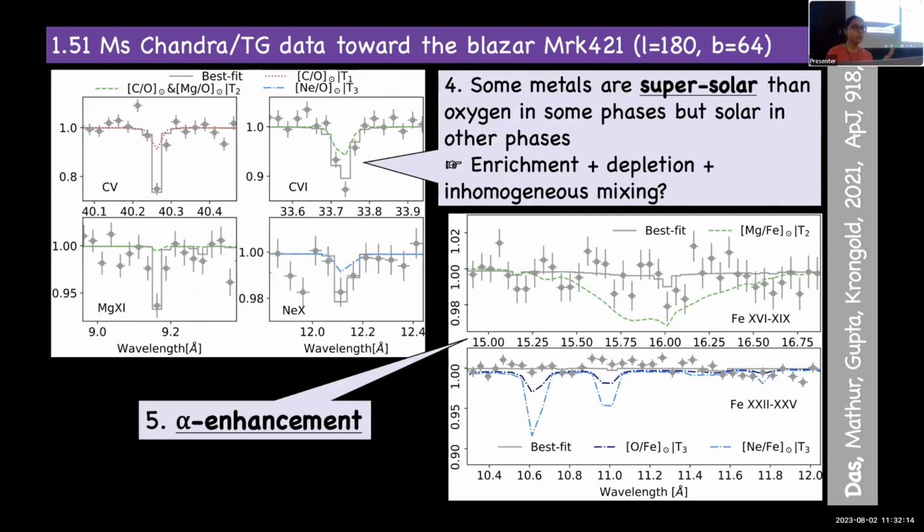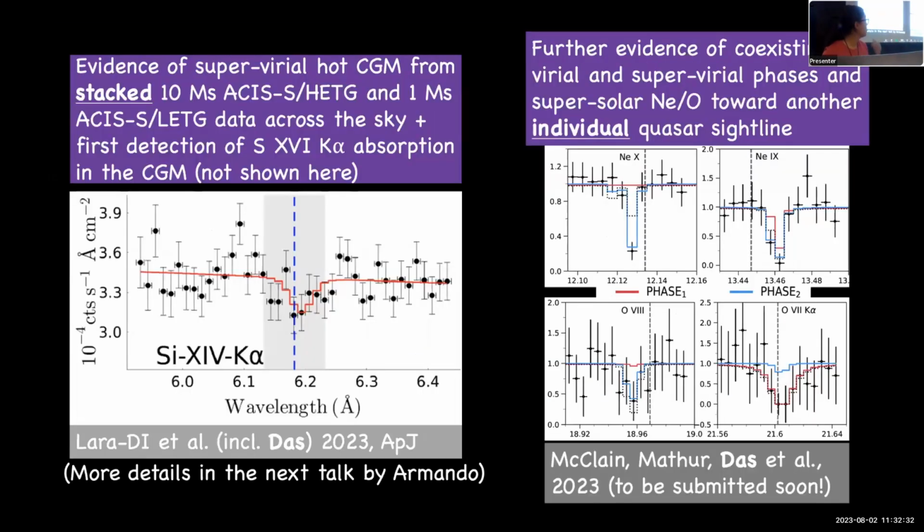And the chemical compositions are more or less the same, that we have a non-solar chemical composition and also alpha enhancement. But here it is a bit more complicated because we don't see the same supersolar composition in all the phases. So there might also be inhomogeneous mixing as well. And these are some recent results, but I won't talk about the stacking here because the next talk is on that. But we also have evidence there.